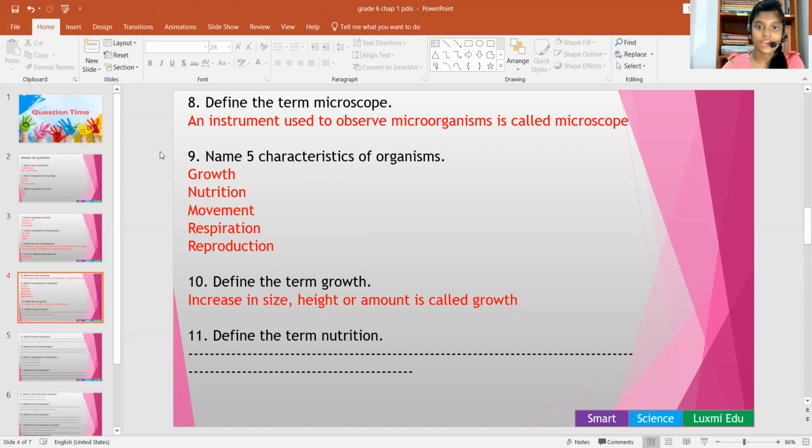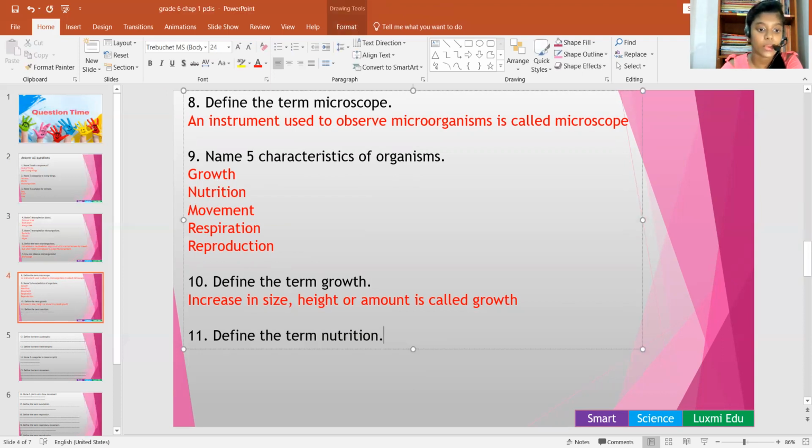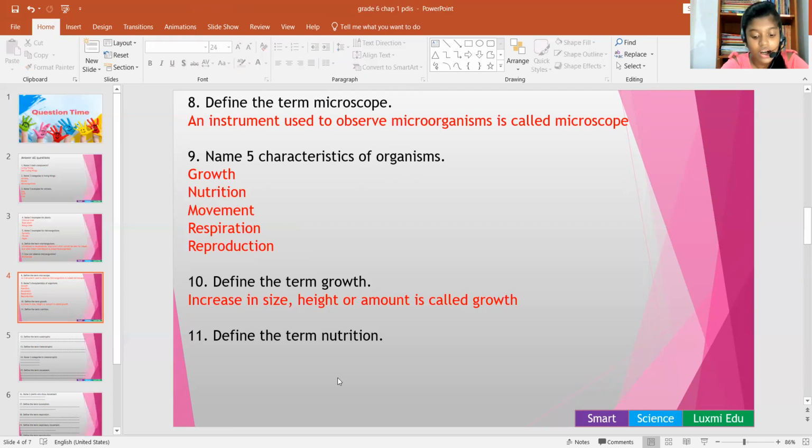Okay, so let's see the 11th question. Hope you understood the 10th question. So with the hope, let's do the 11th question. Define the term nutrition. Now they are asking, define the term nutrition. Nutrition, you all know, even for studying, even for running, you all need food. So let's say satisfying, satisfying the amount of food which is given to us. It's called nutrition. So let's write.